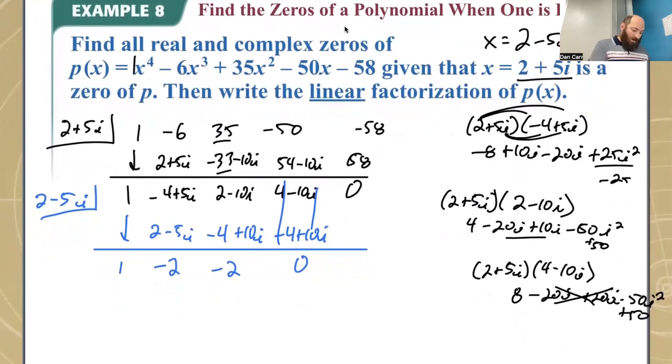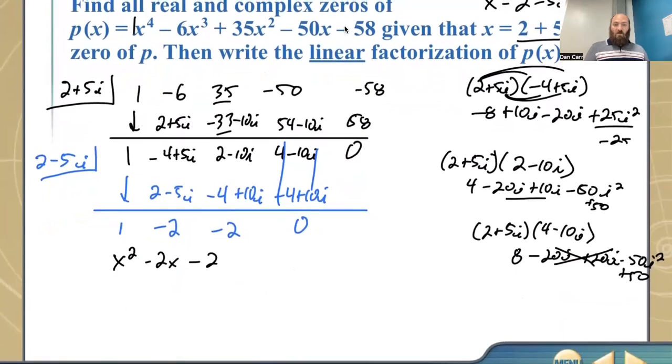Now what I end up with is, because I start off with x to the 4th, and I've divided out 2 of my zeros, I'm down to x squared. So 1x squared minus 2x minus 2. That again. Okay, so if I want to factor this a little bit further, I'm going to look at how I can factor x squared minus 2x minus 2. Well, unfortunately, that by itself does not factor either. So we're going to have irrational zeros as well.